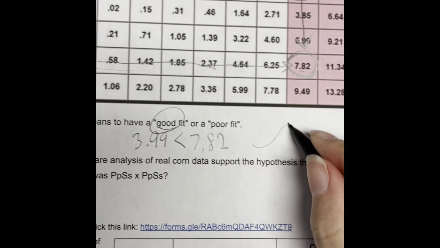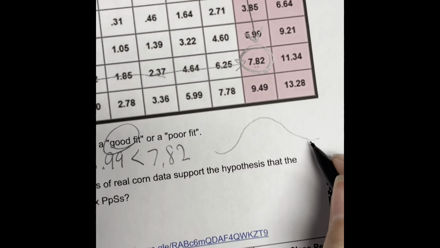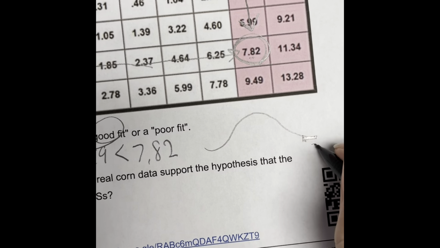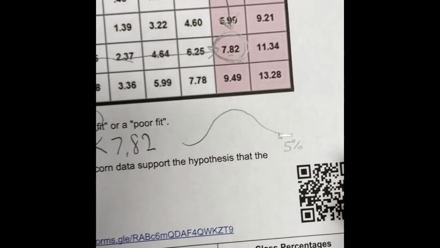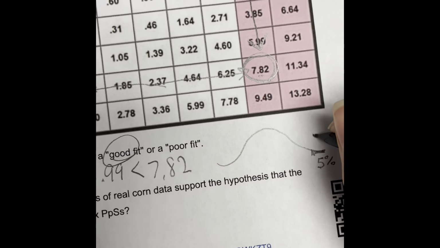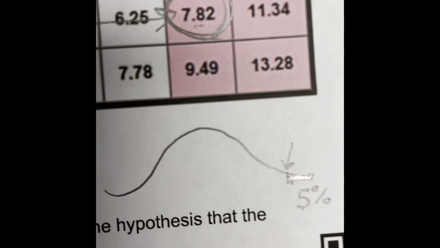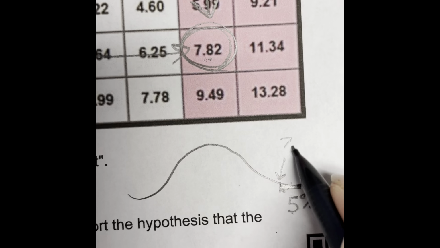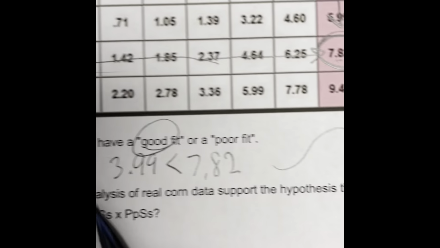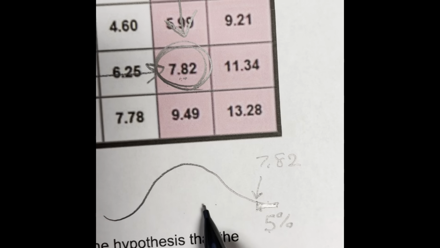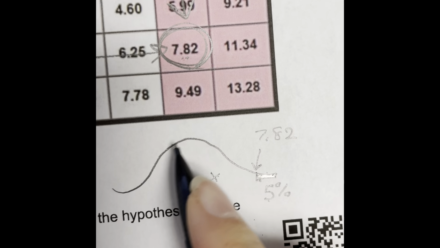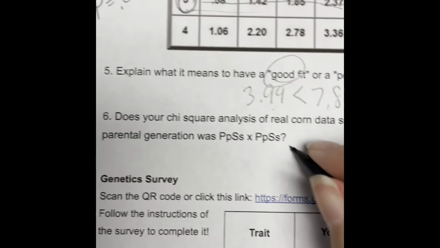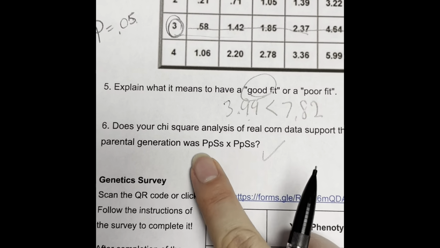What does that mean? Well, if we have a normal population, a normal curve, about 5% of the population up here would be considered an outlier, an extreme. That's where that p-value comes from. And this number right here that separates a good fit from a poor fit is the crit value. So for our purposes, it's 7.82. If our chi value is 3.99, it might fall somewhere over here, and this is within the normal range. So this is not statistically significant. And that means that yes, we do think that these were the actual parents.